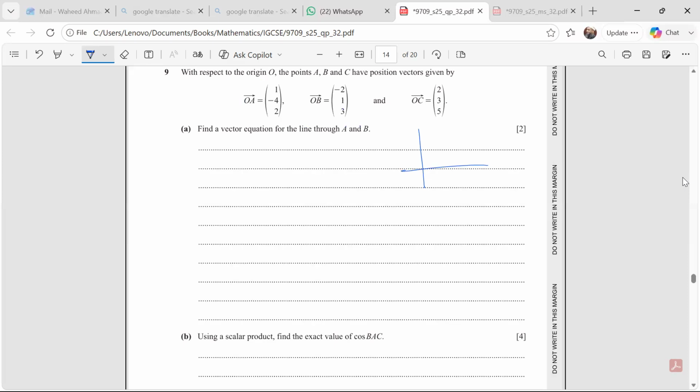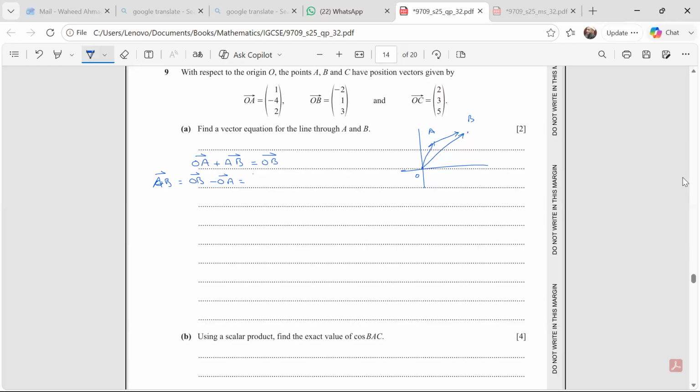Imagine this is my point A and this is some point B. We are given the position vector of A and the position vector of B from the origin. So I know this vector and I know this vector. I will try to find this vector first of all. You see, this is origin O, so OA plus AB is equal to OB. From here you can see that AB is OB minus OA.